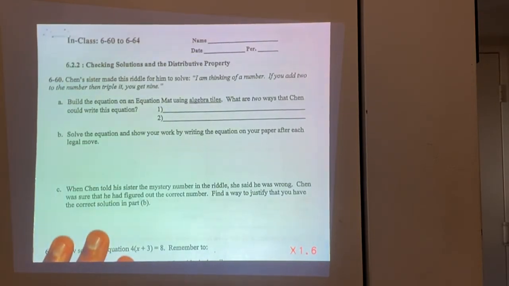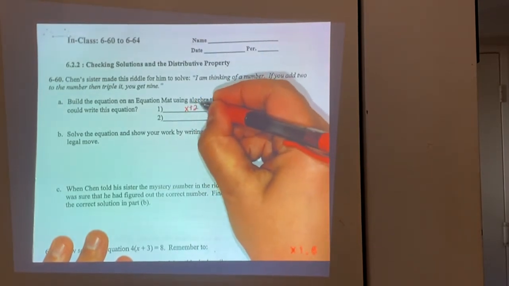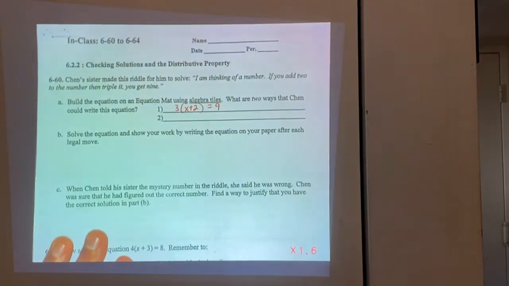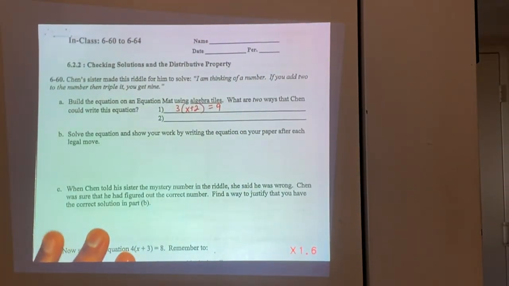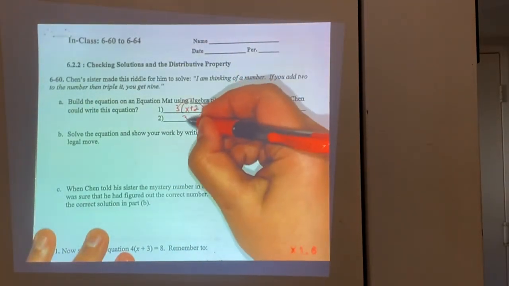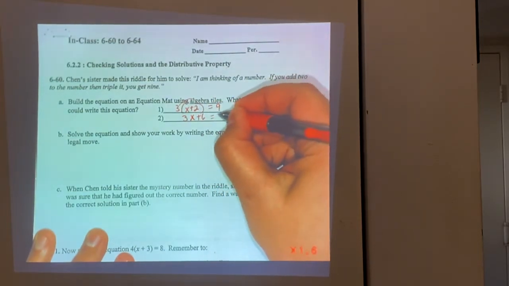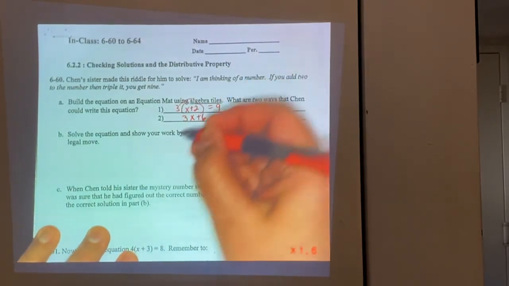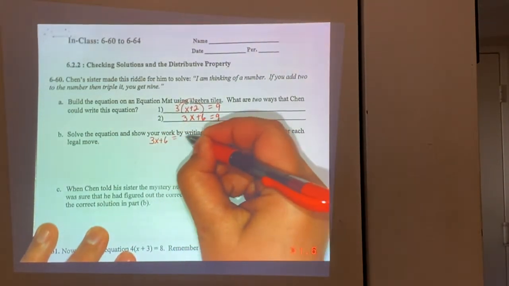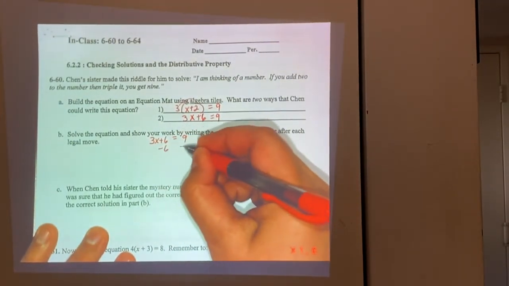Okay. So if this is the number, and you add 2 to it, you triple it, you get 9. So one way to write it is doing that. Another way is to distribute. Let's distribute the 3 now, and I will get 3x plus 6 equals 9. Then we will write this down here. Okay. Then we will show our work.